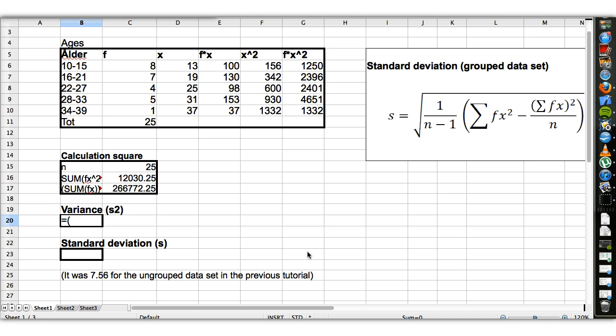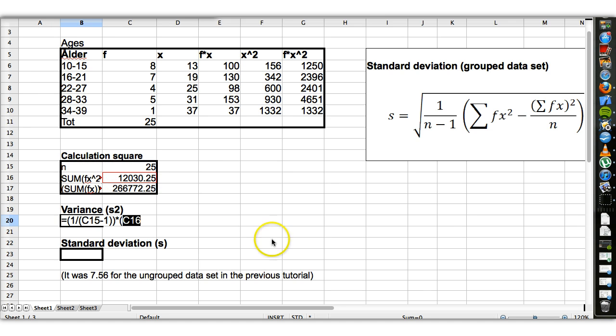Equal to, we need a parentheses, and we're going to take 1 divided by another parentheses, n minus 1, and we're going to close that parenthesis there. So we've calculated this part of the formula. We're now ready to calculate this part of the formula. So I'm going to multiply that by another parenthesis, the sum of f multiplied by all the x's raised by 2. These are our class centers raised by 2, which is going to be this upper one here. So here, sum f multiplied by x raised by 2.